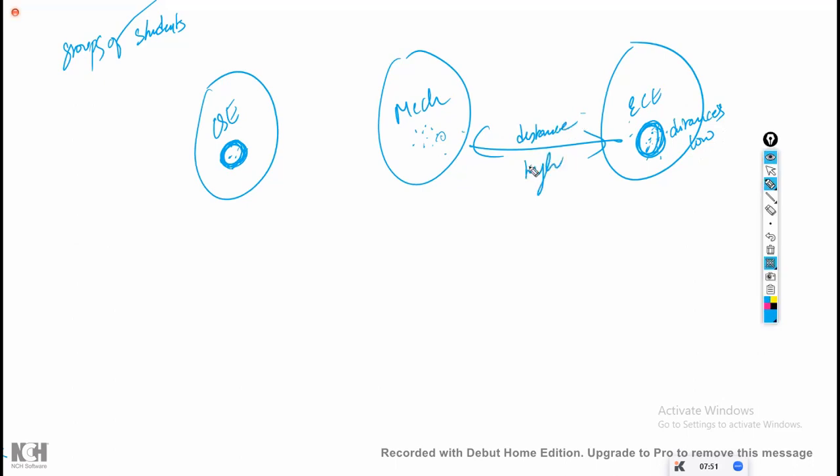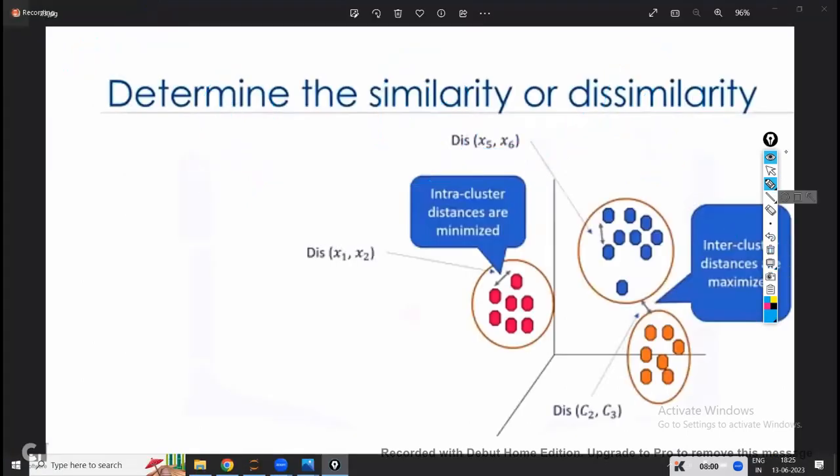Between two different groups, the distance should be high. Within a group, the distance should be low, meaning they have to be very close to each other. One is called intra. Intra means within the group. Within the group, the students' distances should be low. Between two other groups, it should be high.